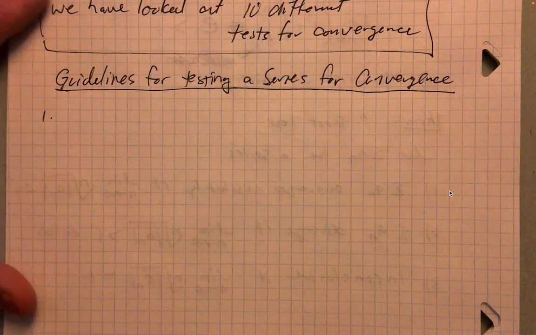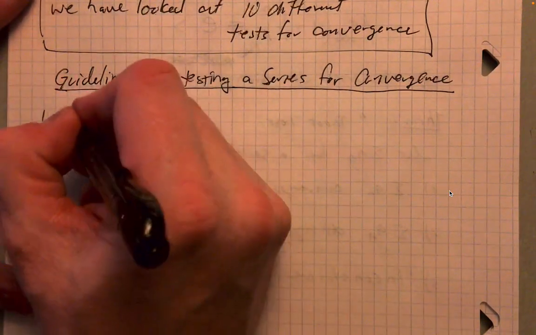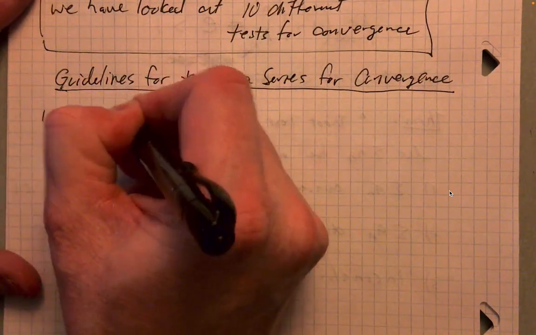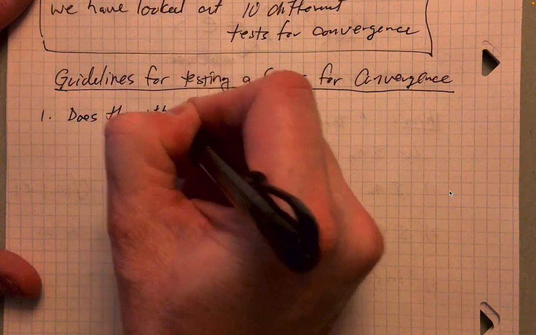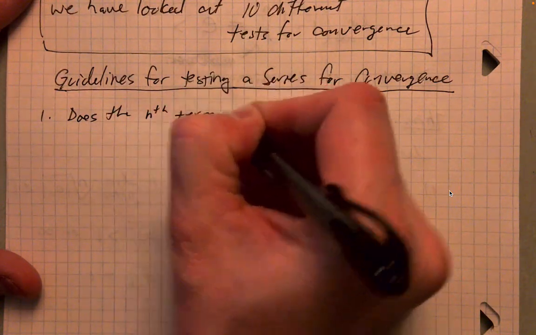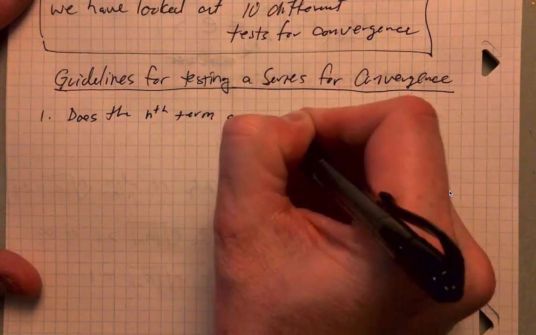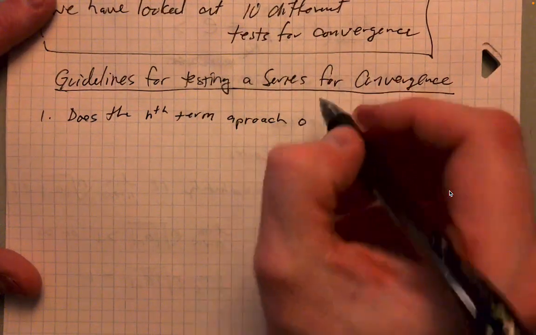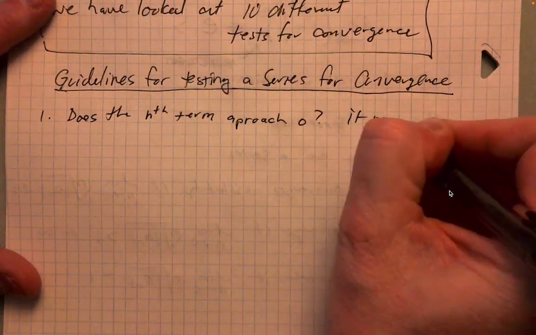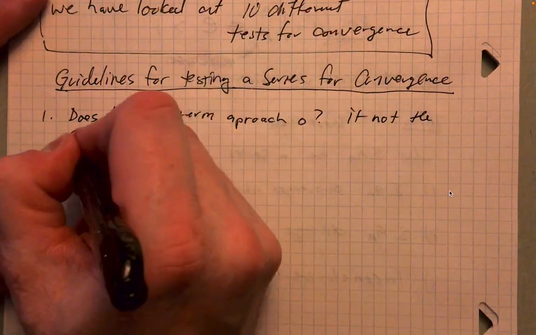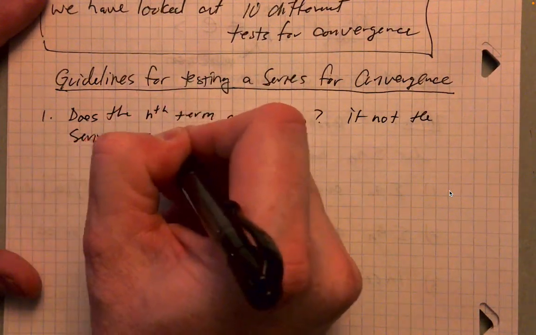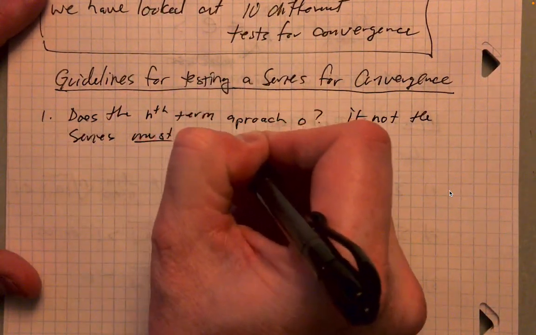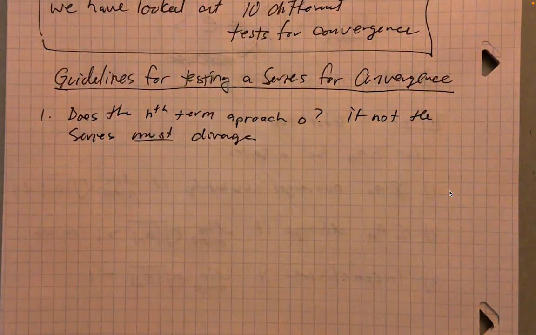a disciplined approach. The first thing to ask yourself is this: does the nth term approach 0? If not, the series must diverge. If you can show that the limit of the nth term is not 0, then the series must diverge.